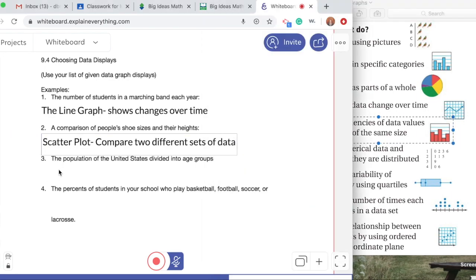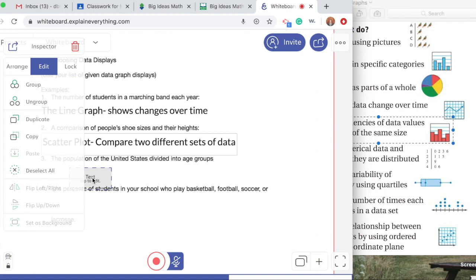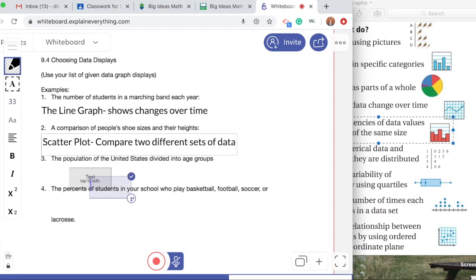So for number 3, you could say a histogram, because you could say something along the lines of frequency of ages you have and the intervals of the same size. You have frequencies of ages, plus you have intervals that are the same size.